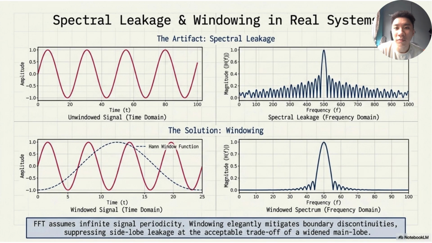In physical measurement systems, we must deal with real-world limitations. One major consideration is the assumption of periodicity. The FFT assumes that the input signal is periodic. If the signal does not align perfectly at the boundary of our sampling window, a boundary discontinuity occurs, causing spectral leakage. This leaks signal energy into adjacent frequency bins, distorting the spectrum. To mitigate this, smooth window functions such as Hann or Hamming are applied before the FFT to taper the signal towards zero at the boundary, suppressing side lobes at the cost of frequency resolution.